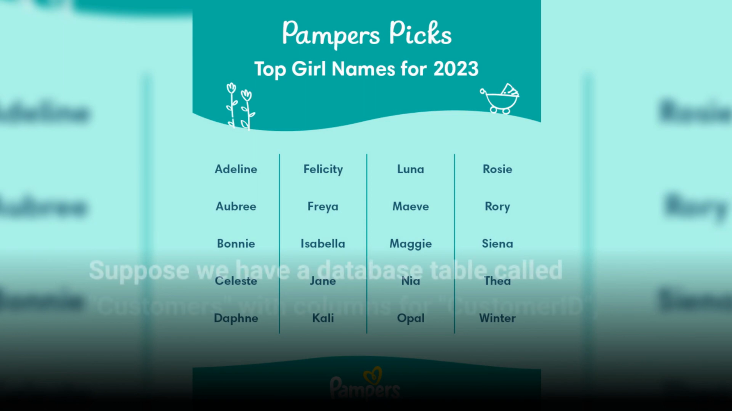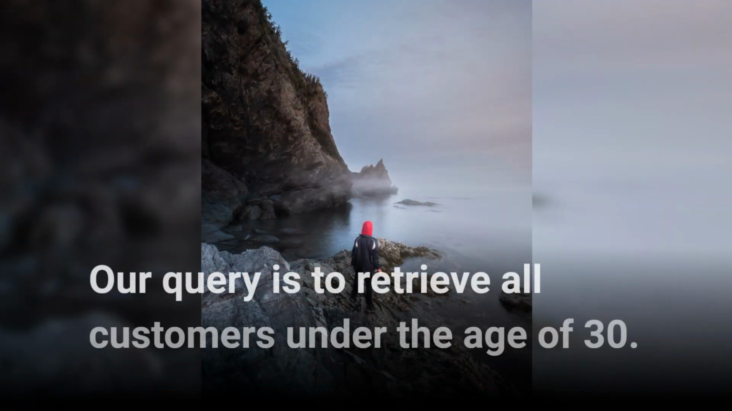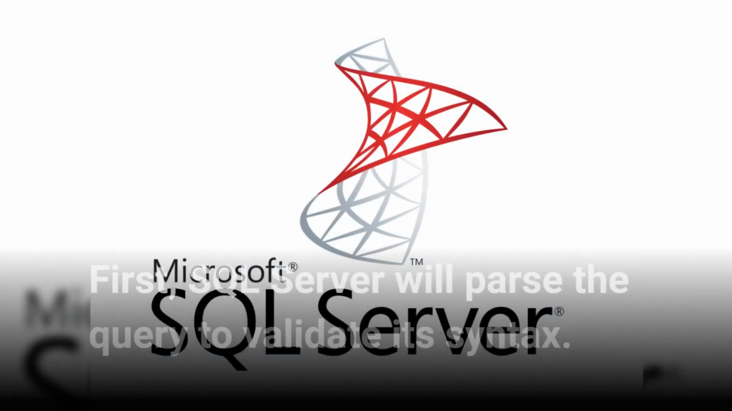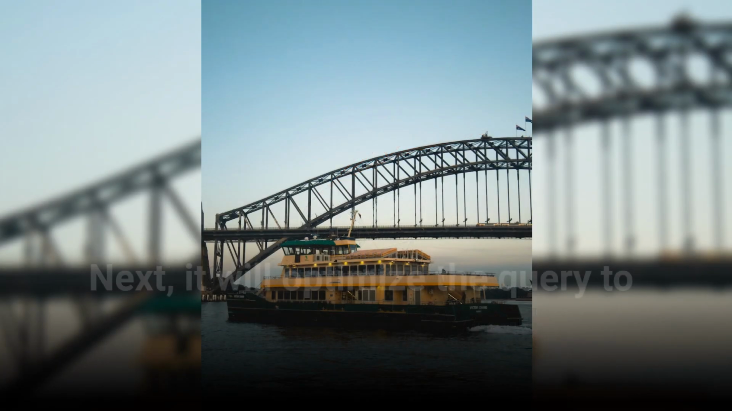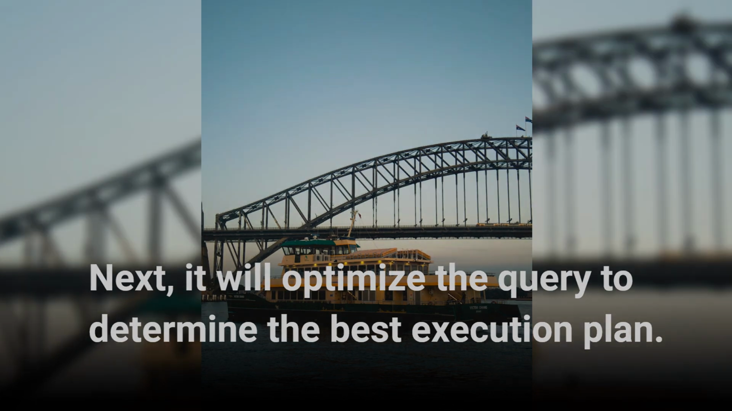Suppose we have a database table called customers, with columns for customer ID, name, and age. Our query is to retrieve all customers under the age of 30. First, SQL Server will parse the query to validate its syntax. Next, it will optimize the query to determine the best execution plan.